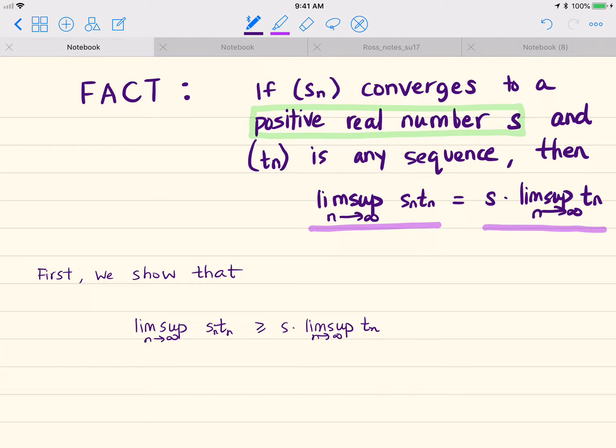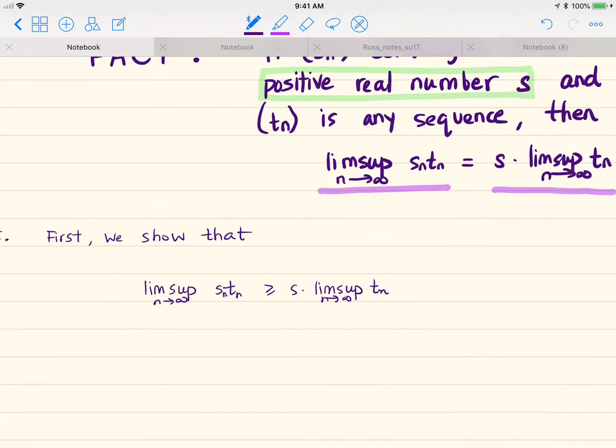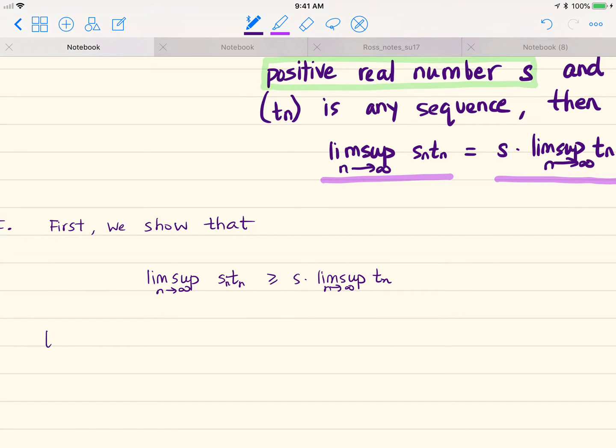Now, the way we're going to prove this equality is in two parts. First, we'll show that the limsup of Sn Tn is greater than or equal to S times limsup of Tn, and then we'll show the opposite inequality. For this video, we're going to set beta equal to the limsup of T sub n.